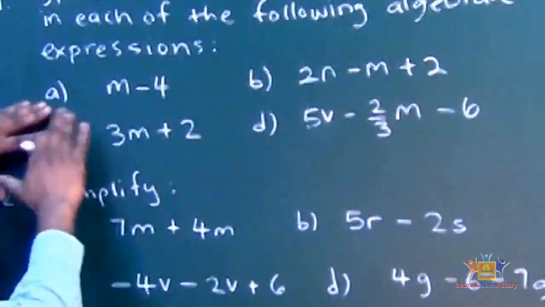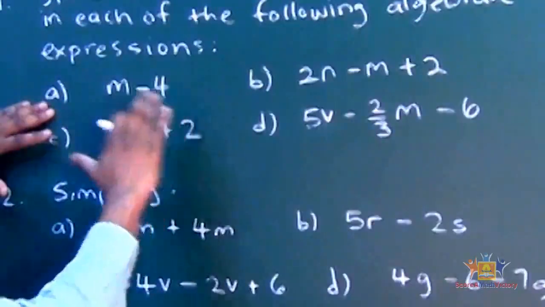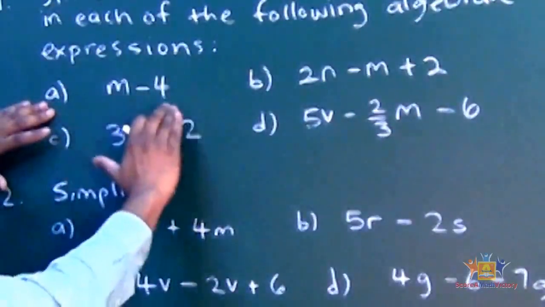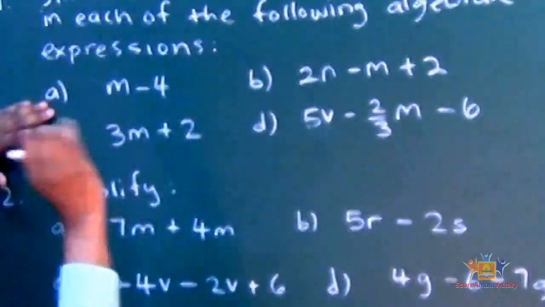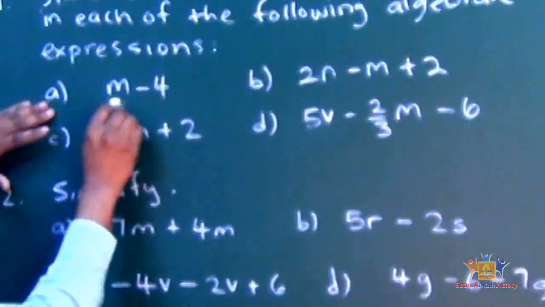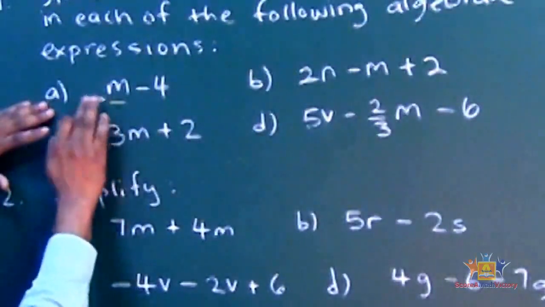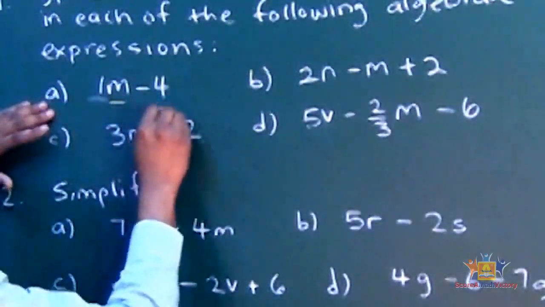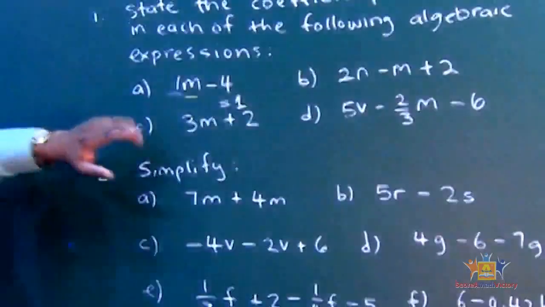Okay, let's look at A. m minus 4. This is the algebraic expression. You've got two terms, m and a 4, but in this case I'm looking for the coefficient for m. What's the number that should be right here, that we don't show? 1, exactly. So the coefficient is 1, okay? Good.